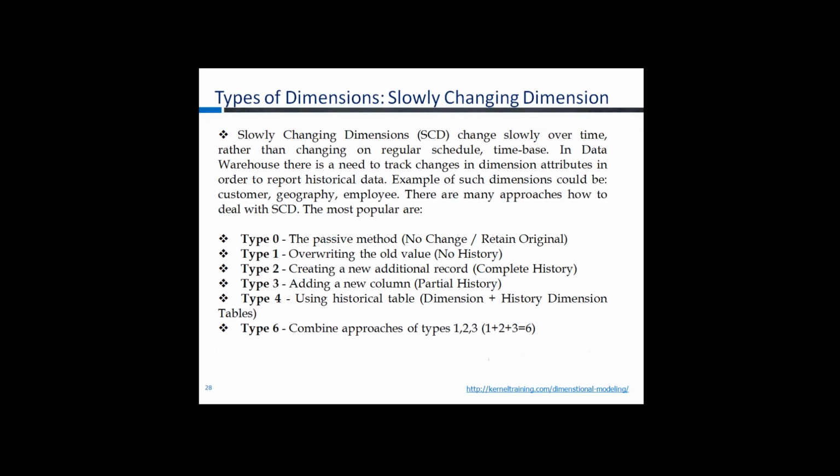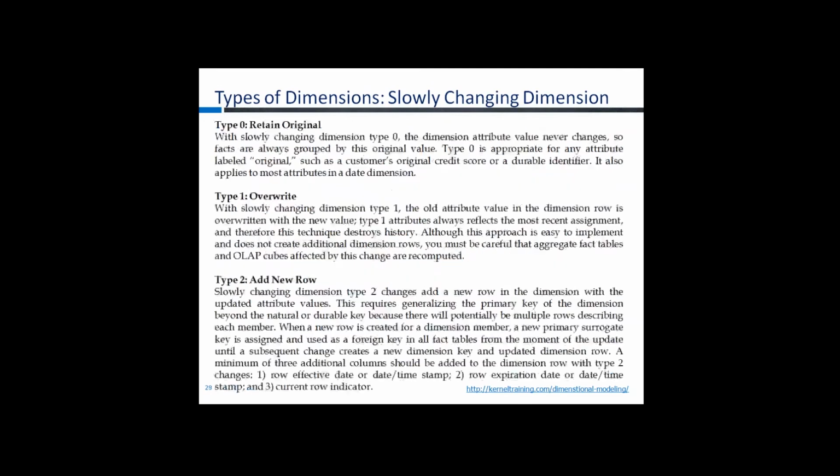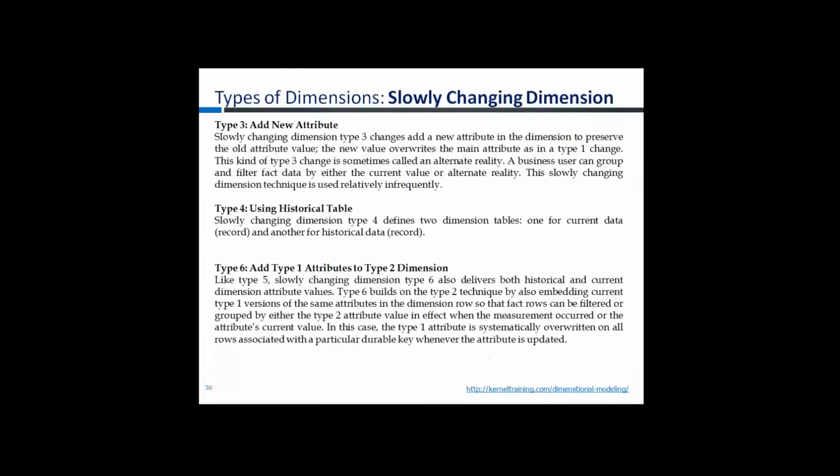Such a dimension, where once data is loaded it does not require any change, either in the form of new records or updates, we refer to as a type 0 dimension. It means a static dimension or passive dimension. So here we discussed 0, 1, 2, 3, all these dimensions. This is the very basic of our dimension modeling.